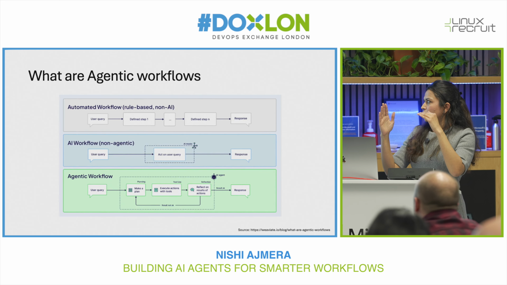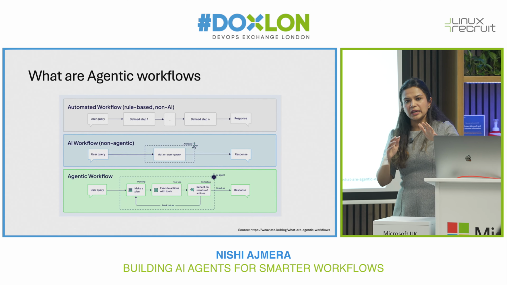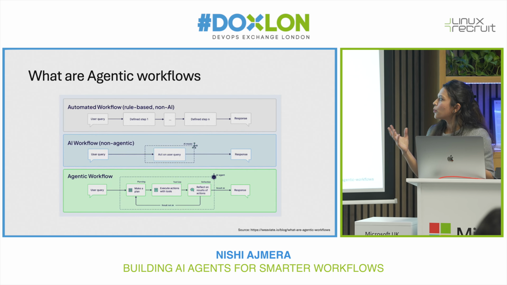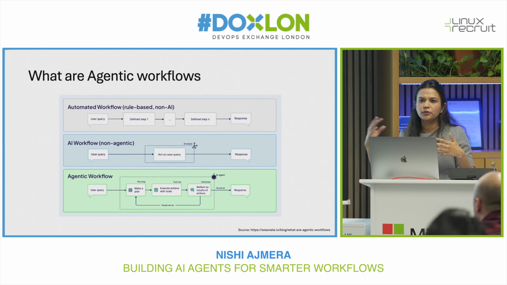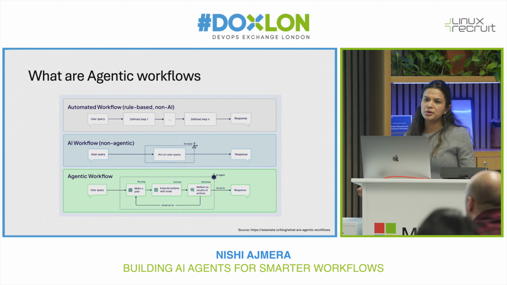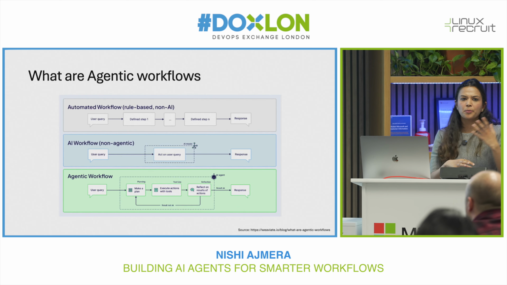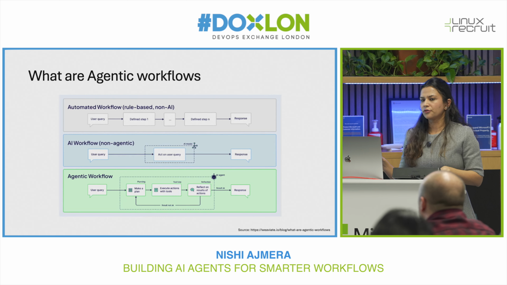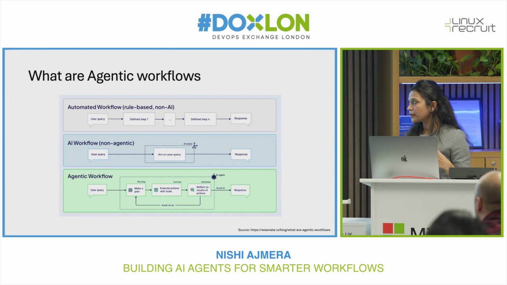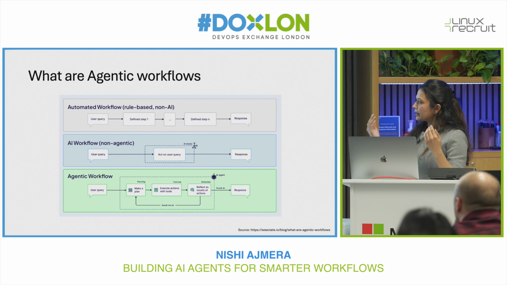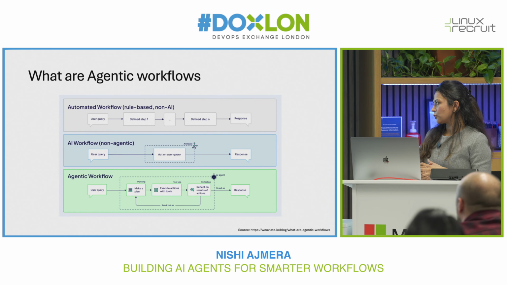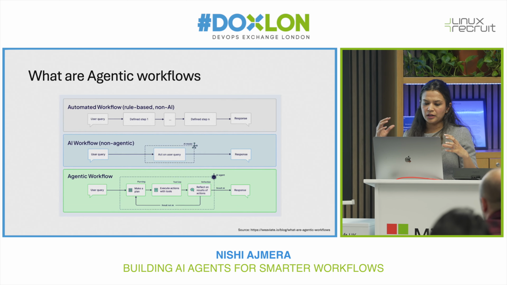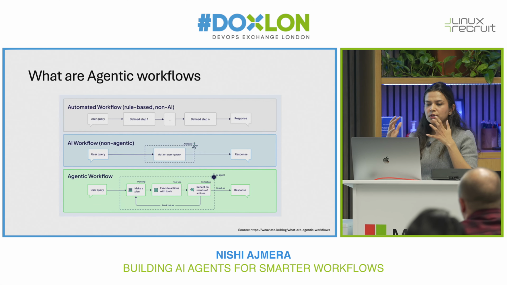Then coming on to the AI workflows. Now, your AI workflows can be agentic and non-agentic. So a non-agentic AI workflow is where you have a LLM in your workflow, and your LLM is performing a simple task, like you're using an LLM to summarize a paragraph into a few points. So that is your non-agentic AI workflow. Then coming to the agentic workflow. So in the agentic workflow, we use the components of the agents, like planning, tool use, reflection.